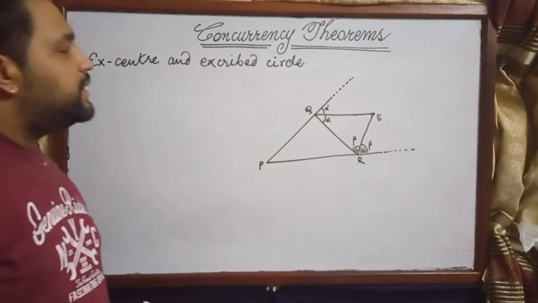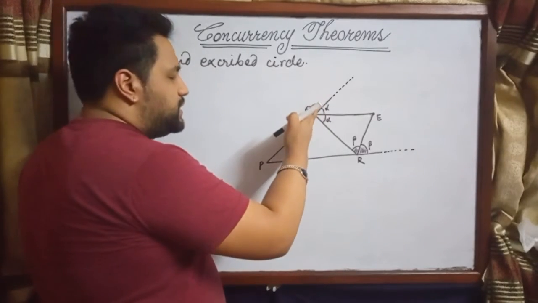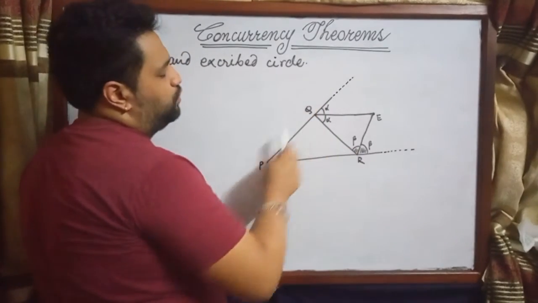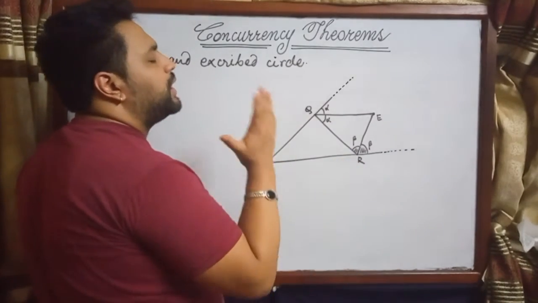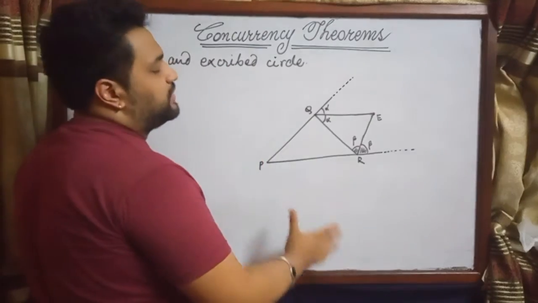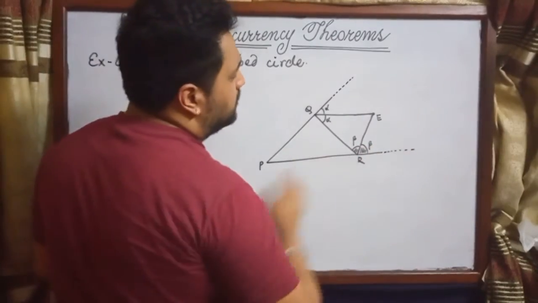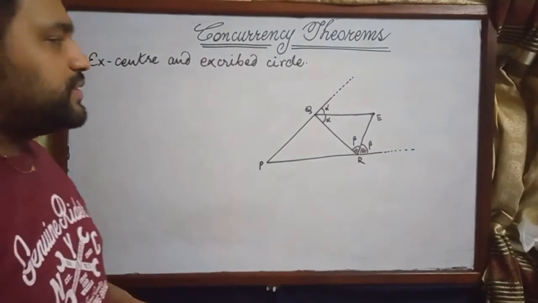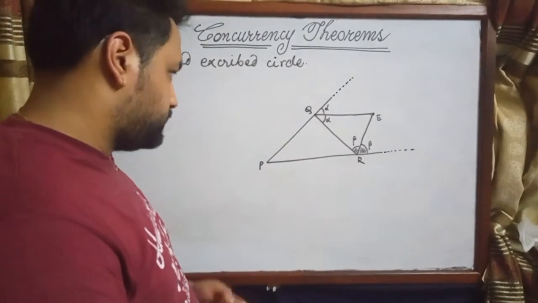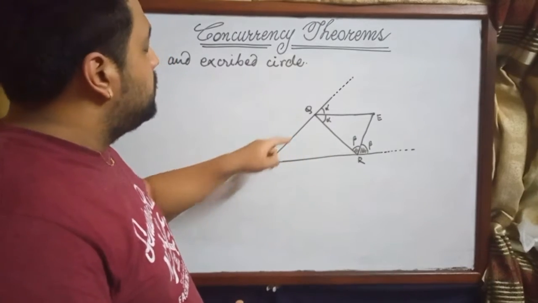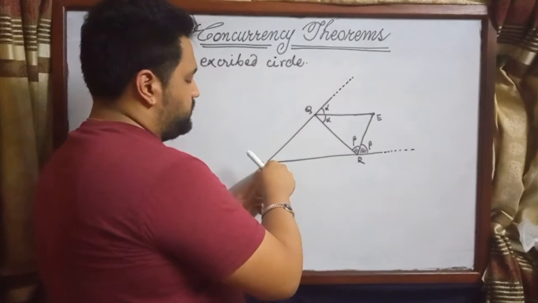So let's see. We have a triangle PQR. Now it is not necessary that PQR should be an acute angle triangle. You can take a right angle triangle or an obtuse angle triangle as well. The same method of proof can be applied to those cases as well. Let's see. We've extended the sides of the triangle PQR which meet at P.